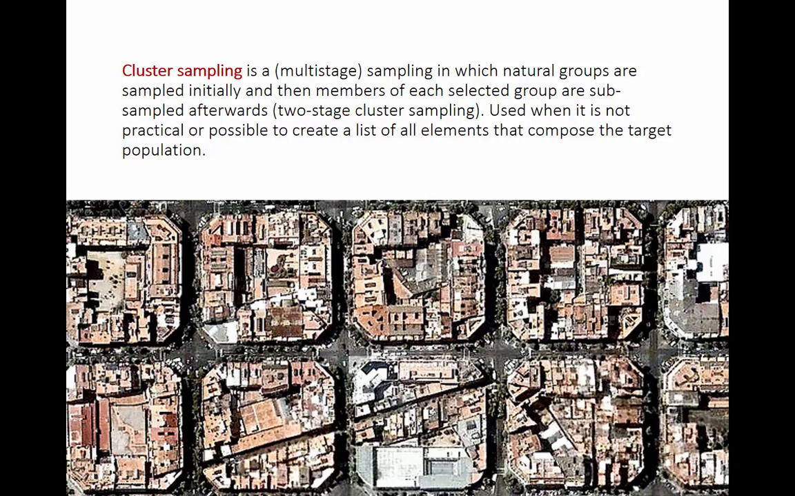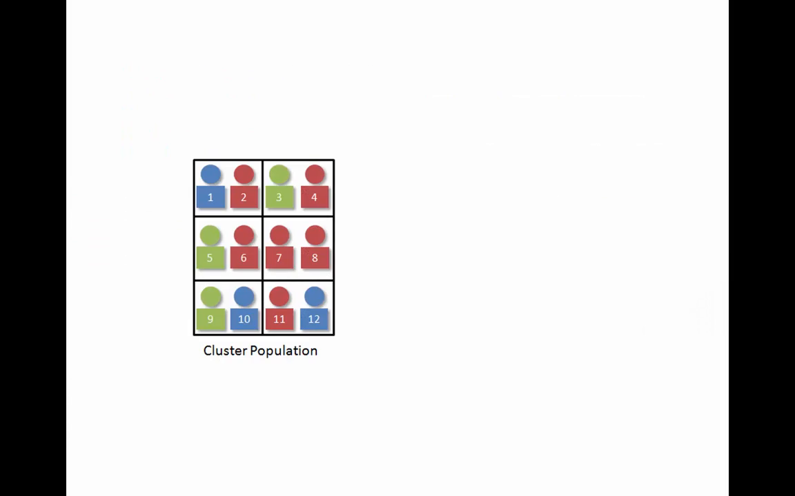And that's practical when you don't have a list of the complete target population. For cluster sampling, there's this idea that your individuals are grouped in a natural way somehow. Maybe the way you guys sit. So that would be a cluster sampling. I first sample, I don't know, guys in the middle, on the left, or on the right. That's my first cluster that I select, and I can choose that randomly. I roll a dice, and let's say I select this group here.